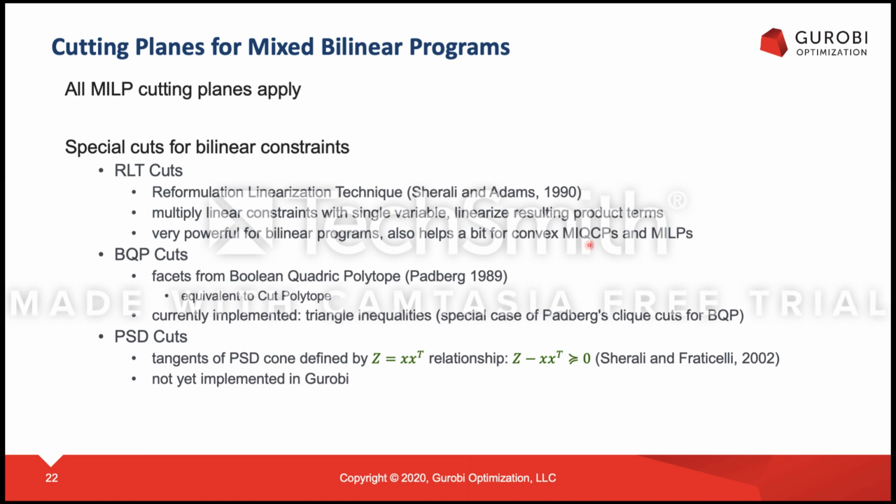Another class of cuts which is interesting are derived from facet defining inequalities for the Boolean quadratic polytope. This we evaluated and found quite useful, but we only implemented it for the smallest possible clique size, so cliques of size 3. And there's one more interesting class of cuts, which is not in 9.0.